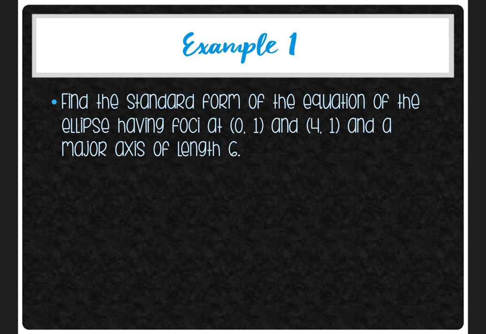All right, example 1 says find the standard form of the equation of the ellipse having foci at 0, 1, and 4, 1, and a major axis length of 6. So start with the first piece of information. Foci at 0, 1, and 4, 1. So 0, 1 is one focus, and 1, 2, 3, 4, 1 is the other focus.